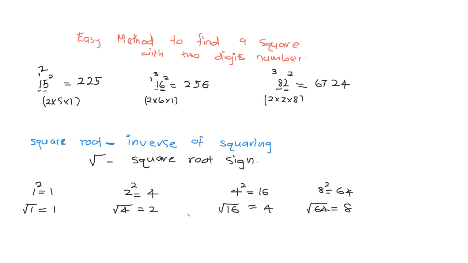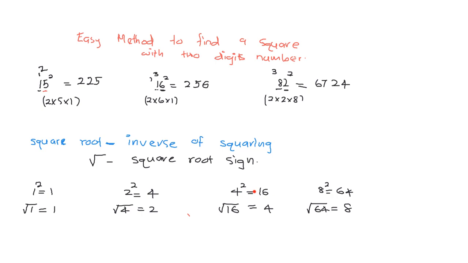Now, what do you mean by square root? Square root is the inverse of squaring. To find the square root, you have to take the inverse of squaring. Okay, this is the square root sign. Let's see. 1 squared is equal 1. Square root of 1 is equal 1. 2 squared is equal 4. Square root of 4 is equal 2.